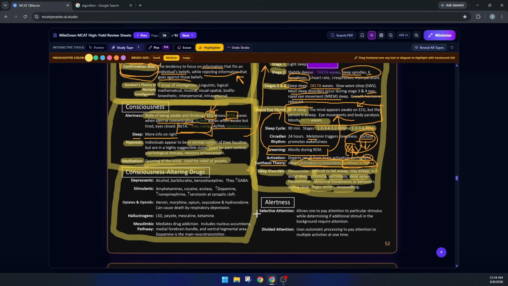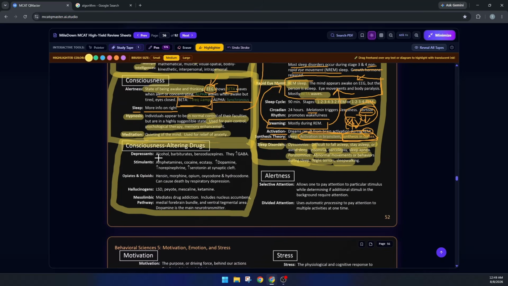So some of these drugs are able to alter your consciousness, right? Depressants such as barbiturates and benzodiazepines raise your GABA. Amphetamines, cocaine, and ecstasy increase dopamine, norepinephrine, and serotonin at the synaptic cleft. These are just things you kind of have to memorize, like doing pharmacology, just memorizing names. Opioids and opiates, heroin, morphine, opium, oxycodone, hydrocodone can cause death by respiratory depression.